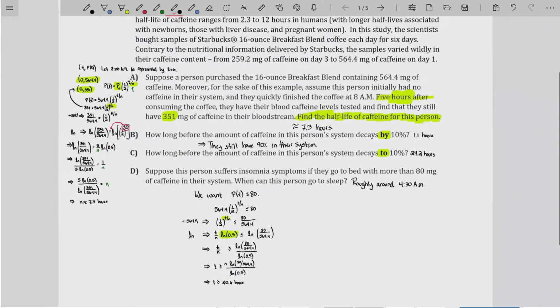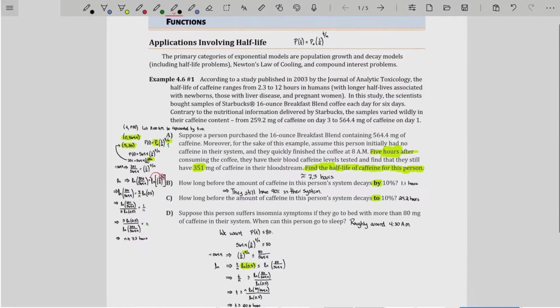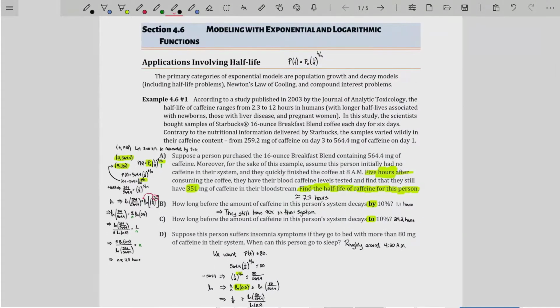I do this style of problem every semester whenever I have a course that involves exponentials, which is pretty much every course that I teach. But when I'm teaching exponentials, I love this problem because it really does showcase how half-life works in the world around you and in your daily life.